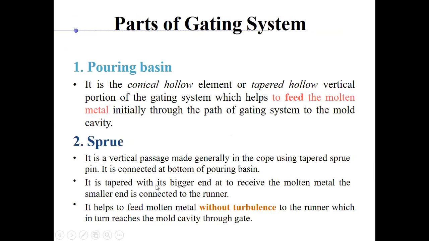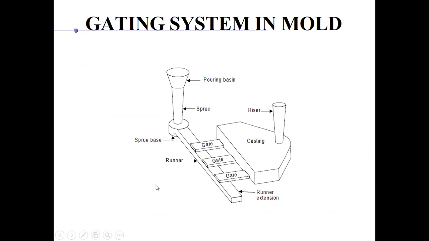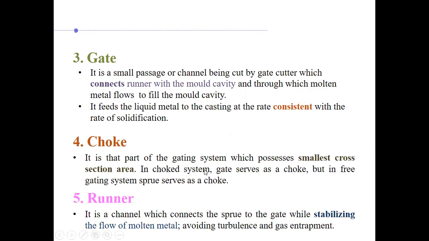Now you have the gate. After the runner, it goes to the gate. Now it is a small passage or channel being cut by a gate cutter, which connects runner with the mold cavity, and through which molten metal flows in to the mold cavity. Flows to fill the mold cavity. It feeds the liquid metal to the casting at the rate consistent with the rate of solidification.